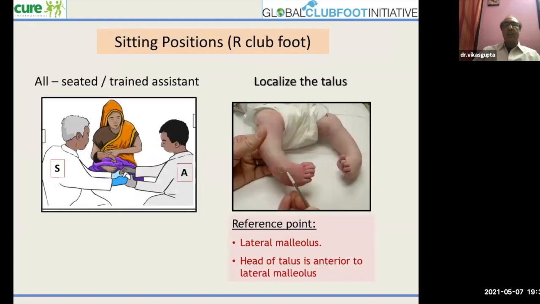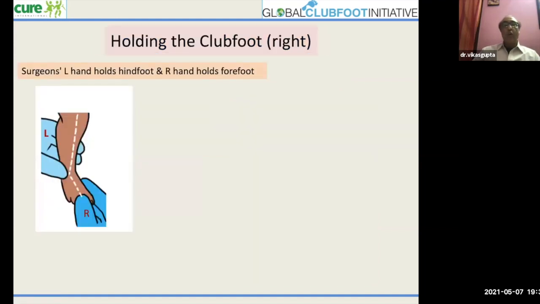So how do you do it? It has to be done in a proper sitting position with the surgeon on the side of the foot. For the right foot, he sits on the right side, and vice versa. The trained assistant is there on the other side. The reference point is the head of the talus, which lies just anterior to the lateral malleolus. So first identify the lateral malleolus, and the head of the talus lies just anterior to it. Okay. So how do you hold this?